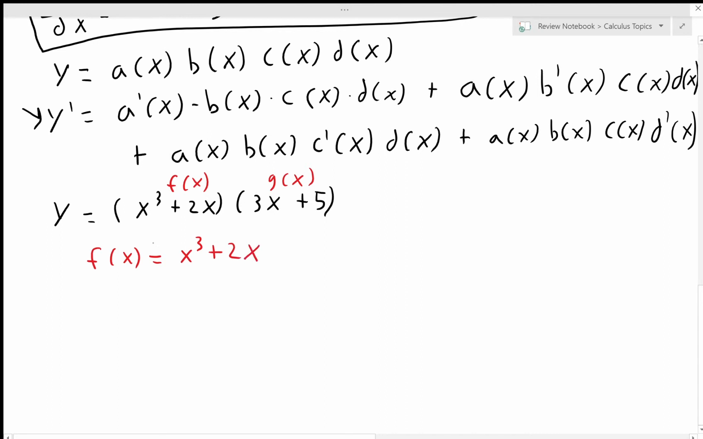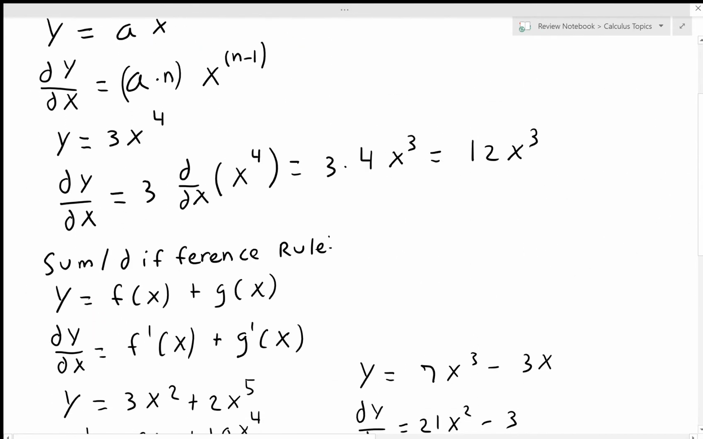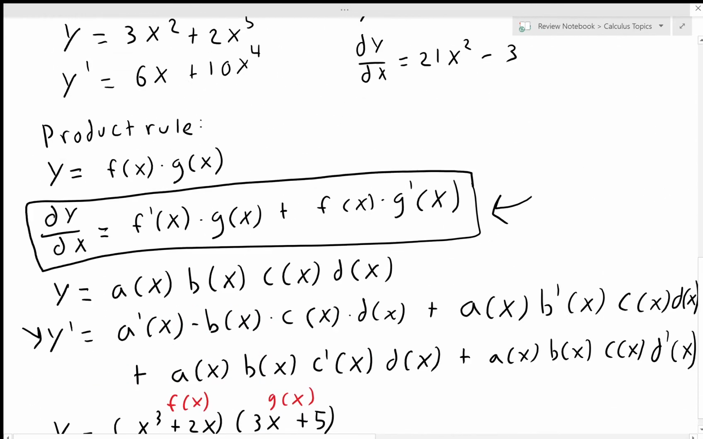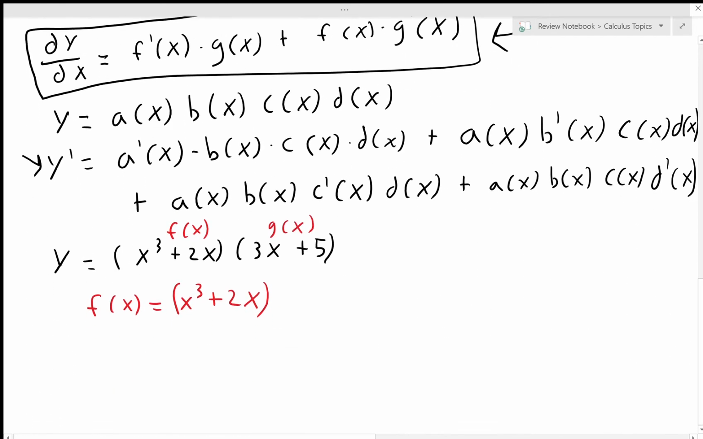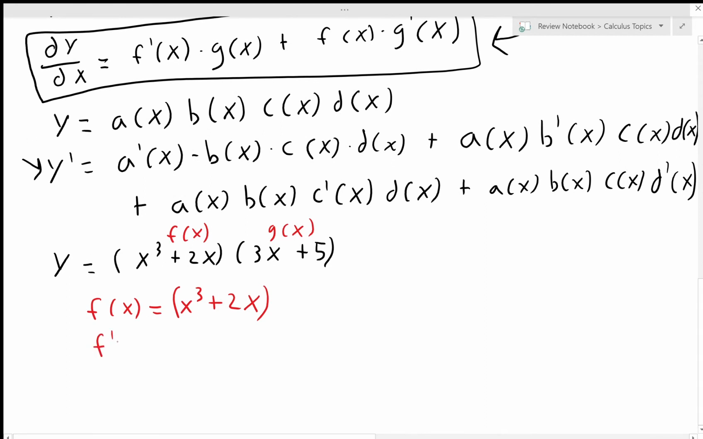So then I'd say, how do I find the derivative of this, right? We did that with the sum and difference rule, which is right here. Two functions being added. So in this f of x, there are two different terms that we want to look at. For the derivative, we're using the power rule, 3x squared plus 2. And then g of x would be 3x plus 5, and g prime of x would be 3.